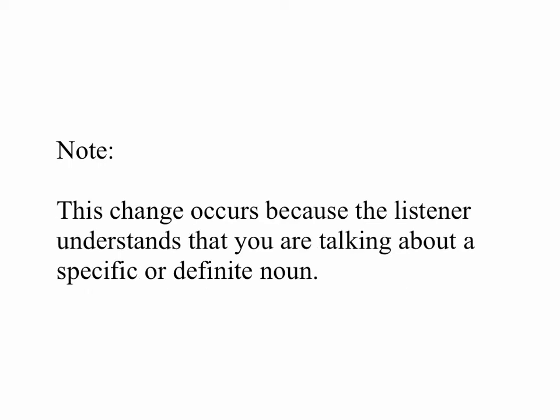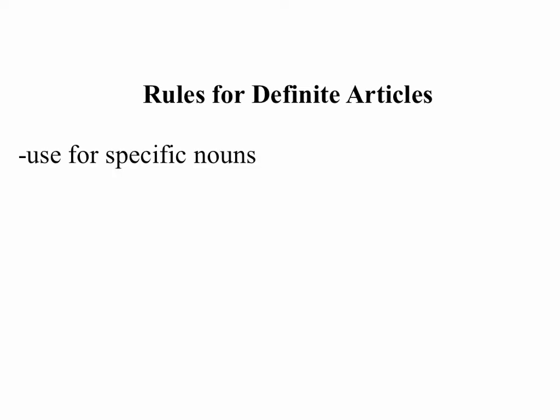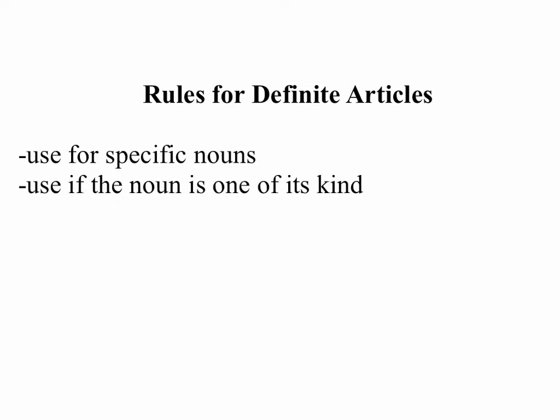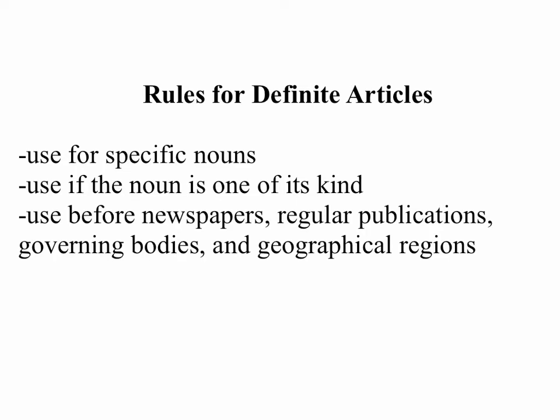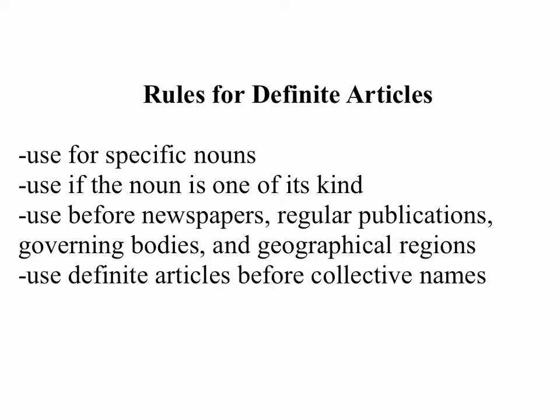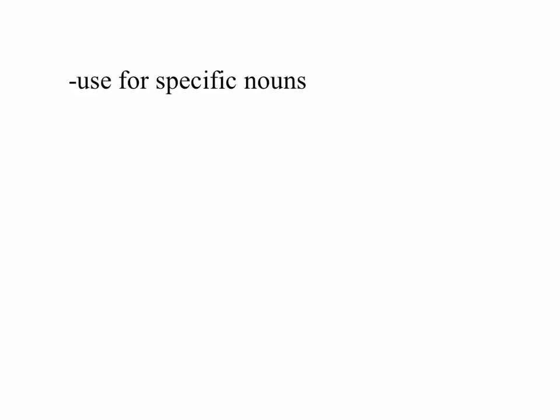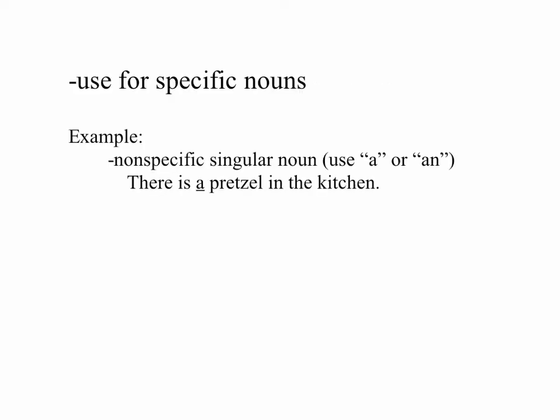This change occurs because the listener understands that you are talking about a specific or definite noun. The rules for definite articles, which is just the: you use them for specific nouns, you use them if the noun is one of its kind, and you use them before newspapers, regular publications, governing bodies, and geographical regions. You also use them before collective names. So use them for specific nouns.